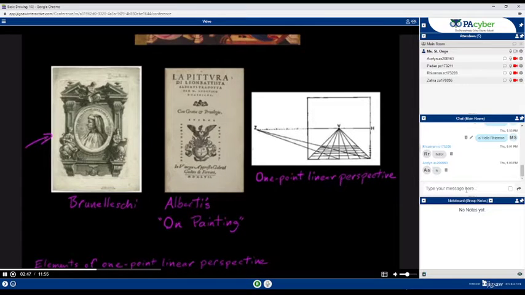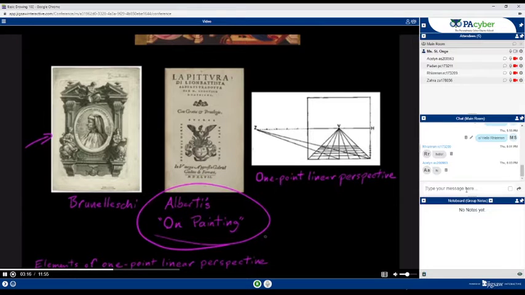According to tradition, he had gone down to Rome and was studying ancient Roman buildings and ruins, and he wanted to be able to sketch them accurately. He developed this system, linear perspective, as a way of doing that. In 1420, in Florence, he demonstrated this system, and 15 years later, another brilliant Renaissance man, Alberti, codified what Brunelleschi had discovered. He explained the system of linear perspective for artists.